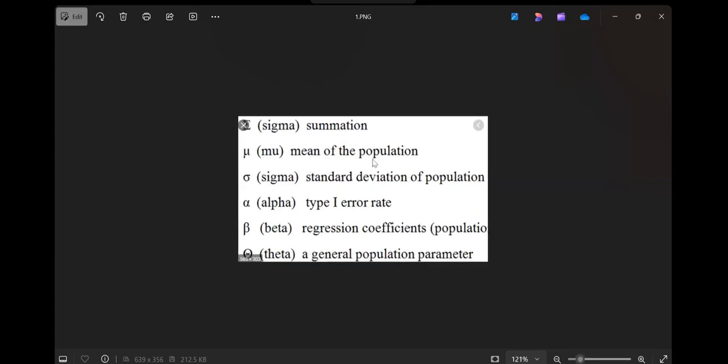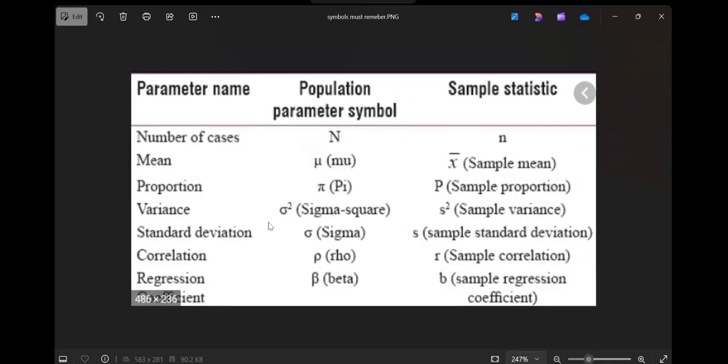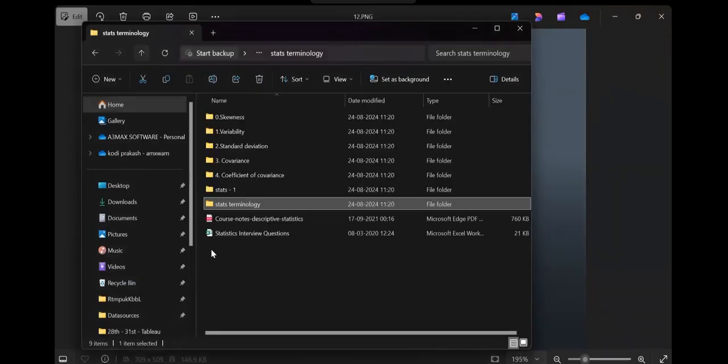Just little terms, I just mentioned in the sheets now. Mu, mean of the population. Sigma, standard deviation of the population. Alpha, type 1 error. Beta, regression coefficients. Theta, a general parameter. So just follow whatever I said. This is just given to make the concept clear, to have no confusion about these symbols. Capital N, number of cases, small n, sample, mean, population, variance. So we have all those things, guys. If you can't understand, no need to be scared. These concepts have been explained very simply, guys, isn't it?